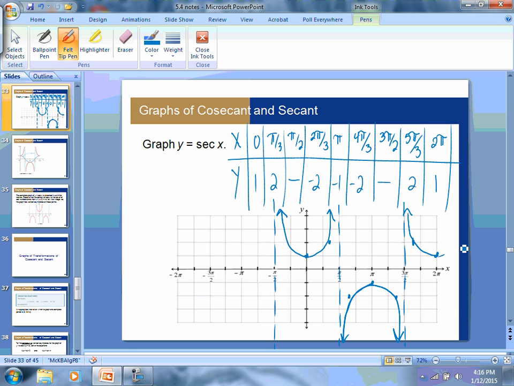So if you didn't have this part here that goes from 0 to negative pi over 2, the little half of a parabola, and then the bottom parabola and then this other half, that's what a traditional secant curve looks like, okay.